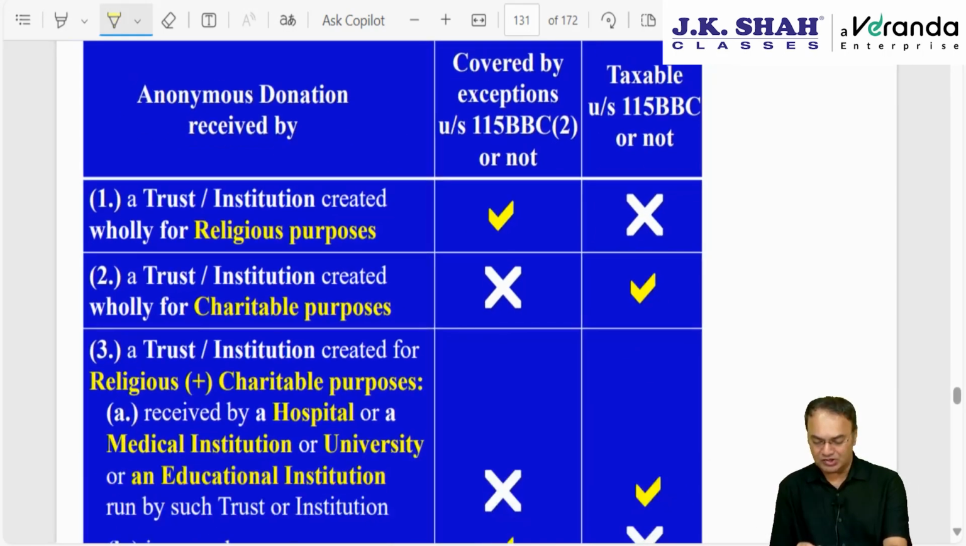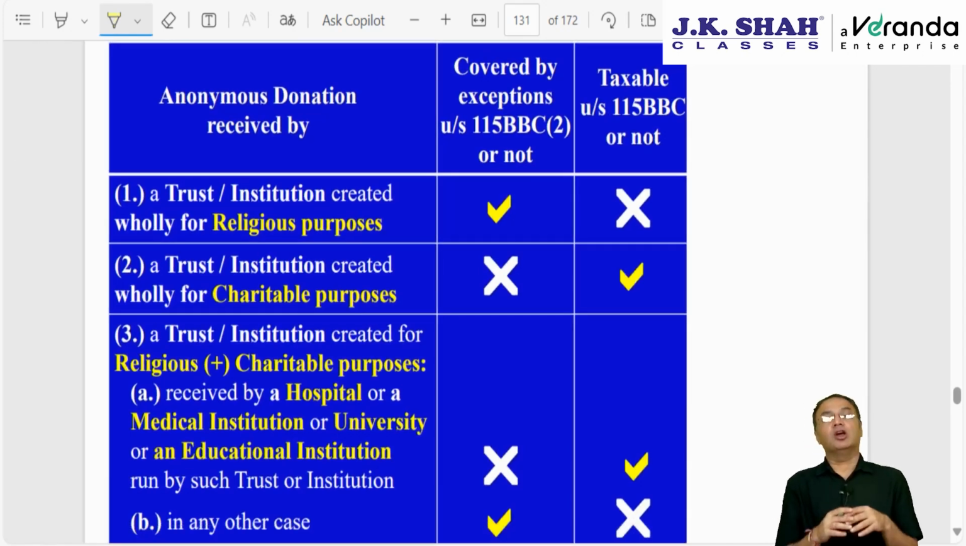In case you want to take a screenshot of this, alternatively, you can pause the video and copy this down. You can prepare the table by yourself. You will have a better understanding. That was subsection 2, exceptions.